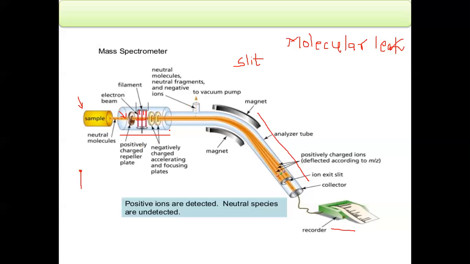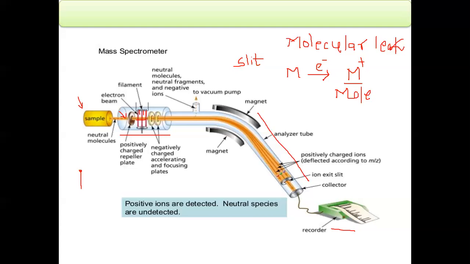Now, in this region, the ions generated are usually positively charged ions. Let us consider a molecule as M, and when it is bombarded with a high energy electron beam, this high energy electron will remove one electron from this molecule, and the molecule will get converted into a positively charged ion. So this ion is called a molecular ion because from the molecule we have removed one electron.